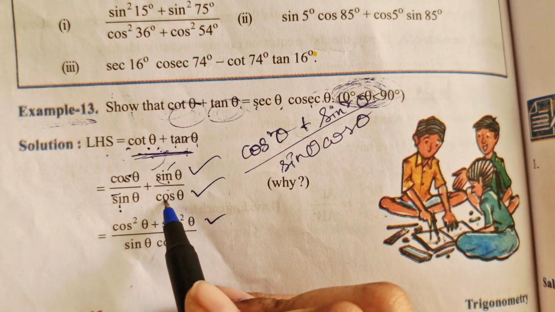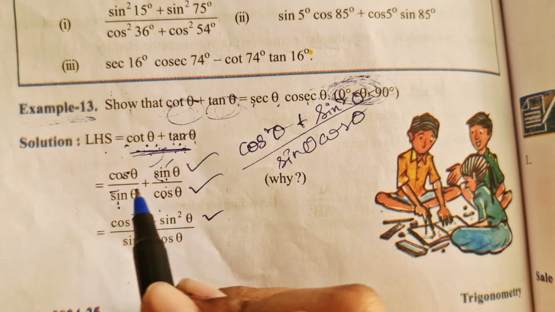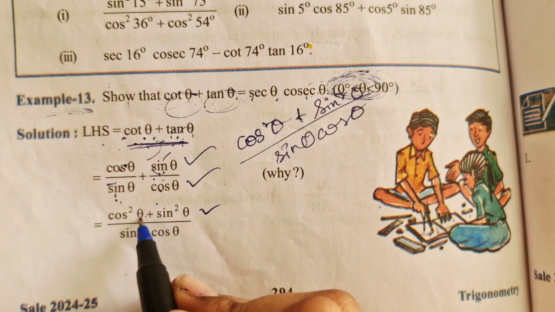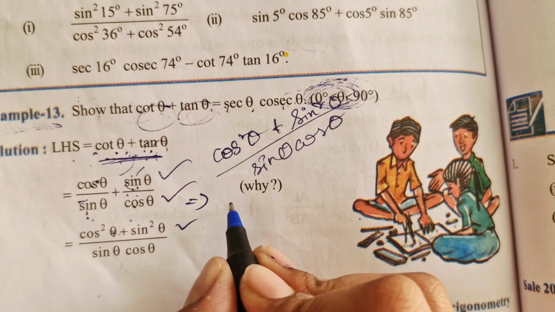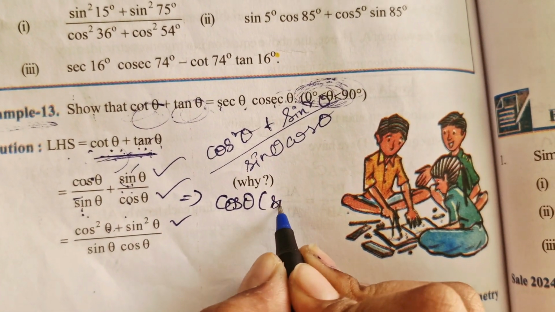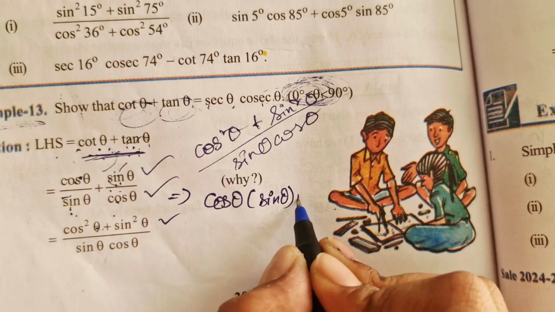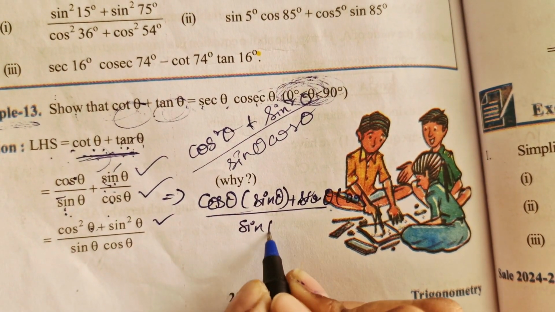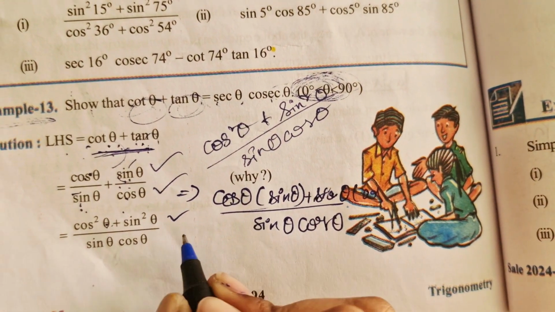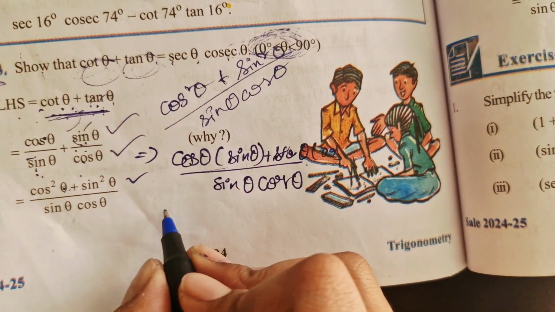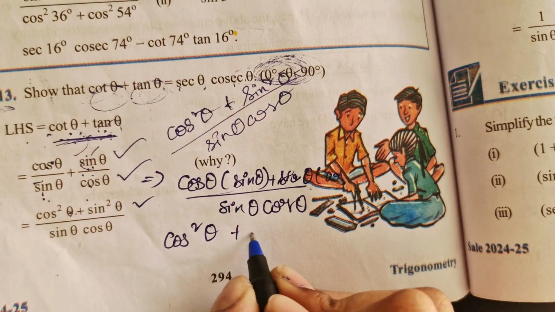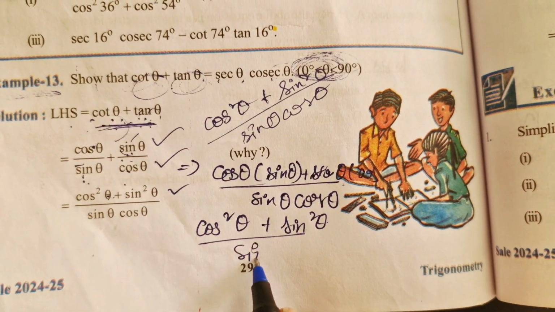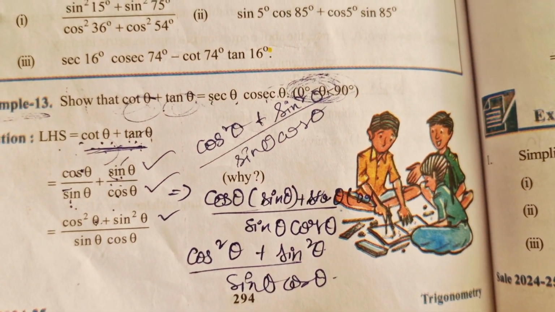Tan theta is equal to sine theta by cos theta. The reciprocal of tan theta is cos theta by sine theta. We have taken this as LCM. So we have, let me show you the next one, cos theta over sine theta plus sine theta over cos theta, by taking this LCM. So cos square theta plus sine square theta, like that we have got this, by sine theta cos theta.